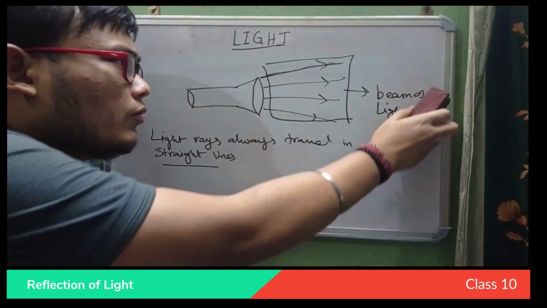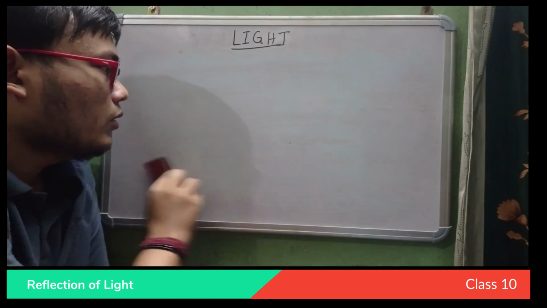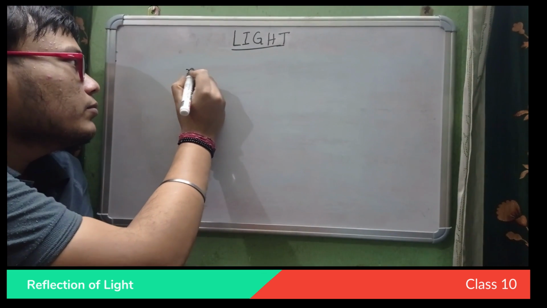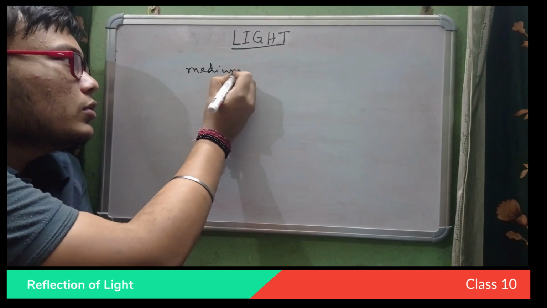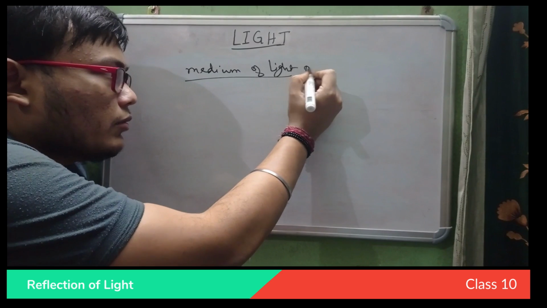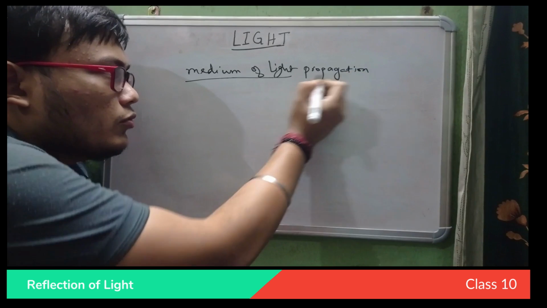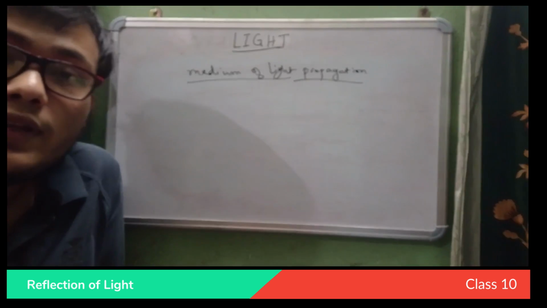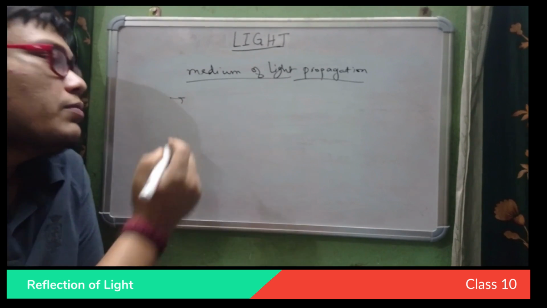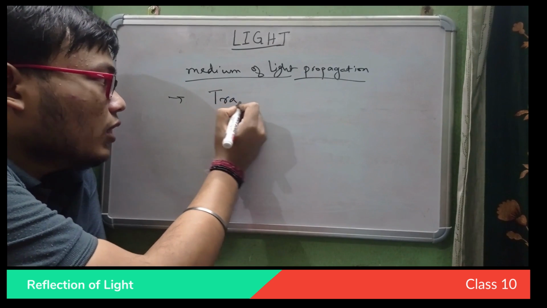Now we'll come to the new topic: what is the medium of propagation of light? What do we mean by the medium of propagation of light? It means the medium through which light actually travels. There are three mediums of propagation of light. Let's start with the transparent one.